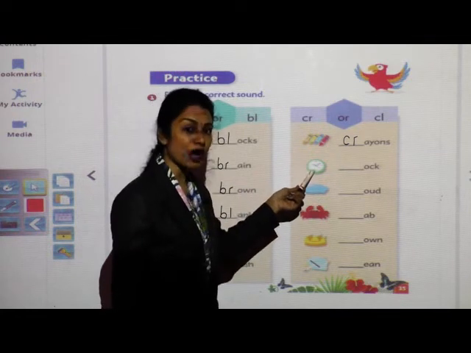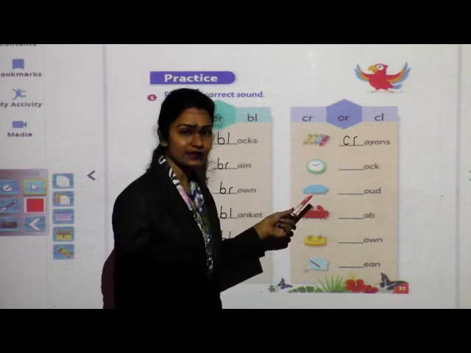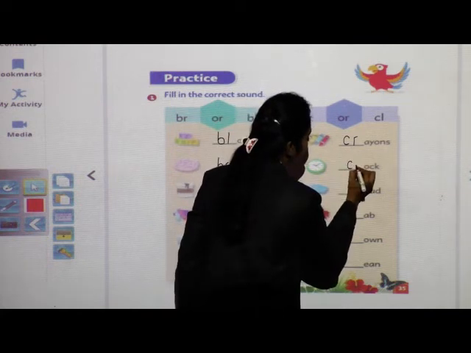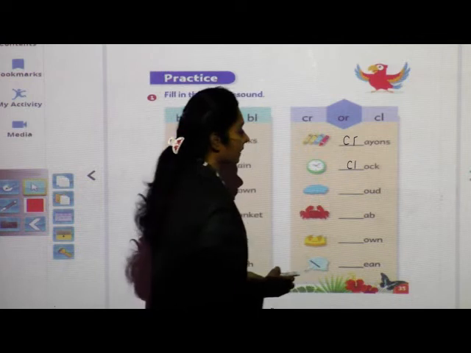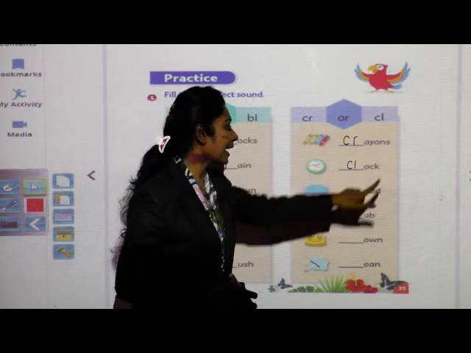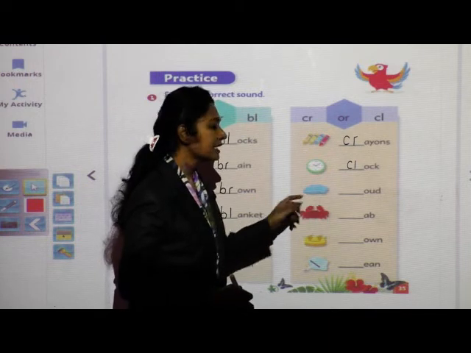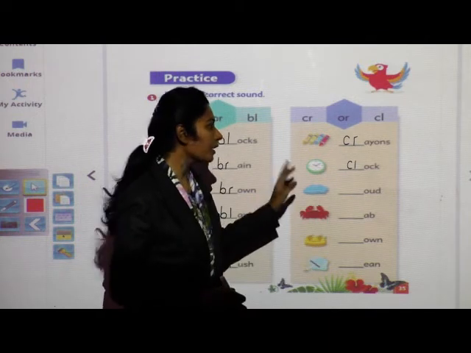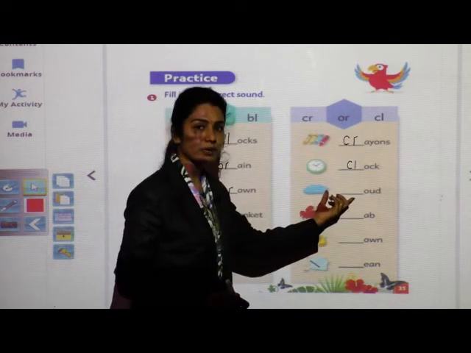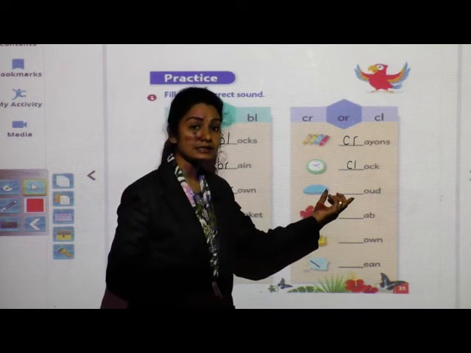Next picture. What is this? Yes, is this a watch or clock? Use these digraphs. Yes, clock. So read the spelling. C-L-O-C-K, clock. Yes, next picture. Children, what is this? Is this a sky? Okay, fine. From these two digraphs, which digraph is related over here? Crowd or cloud? Yes, cloud.